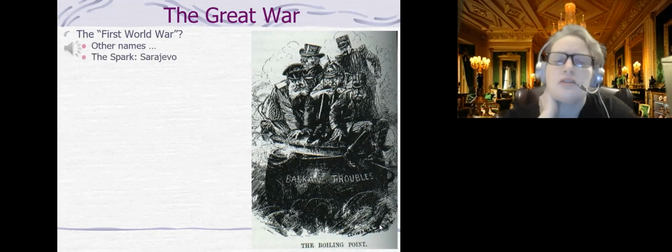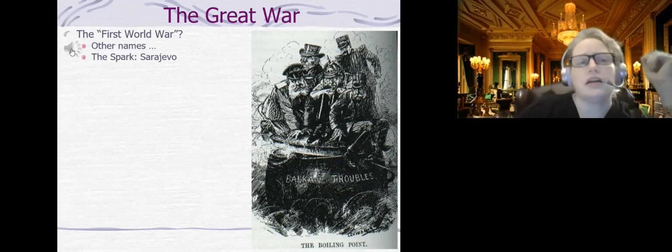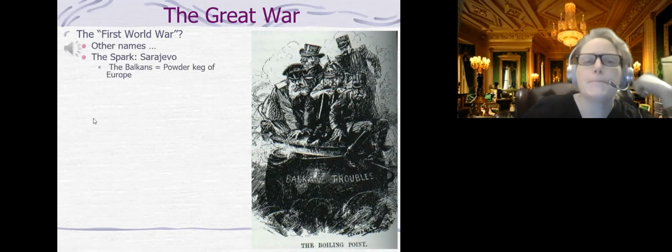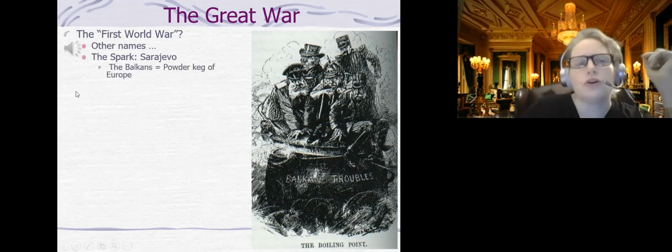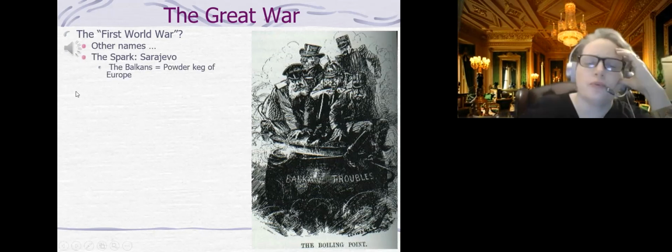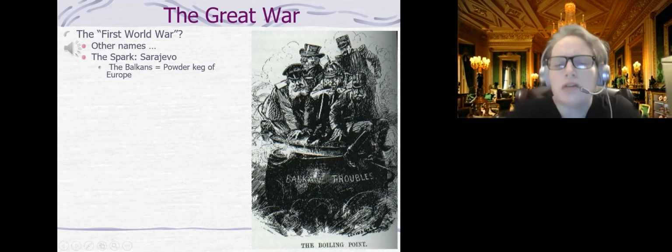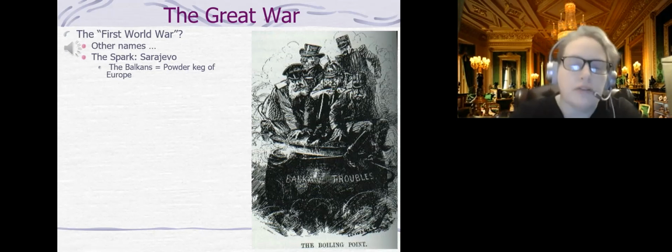Now, the spark that sets this off is in Sarajevo with the assassination of the Archduke Franz Ferdinand. And this moment is going to be part of what we call the powder keg of the Balkans. The Balkans was notorious for its instability. We even have a word called balkanization. It means, in fact, the repeated fracturing and reforming of a territory. Geographers still use this term.